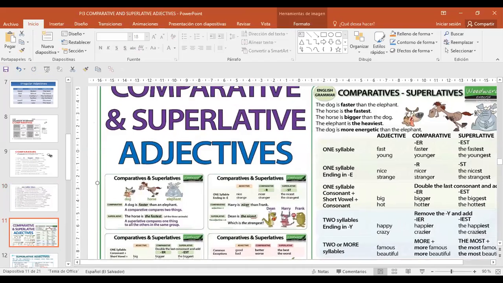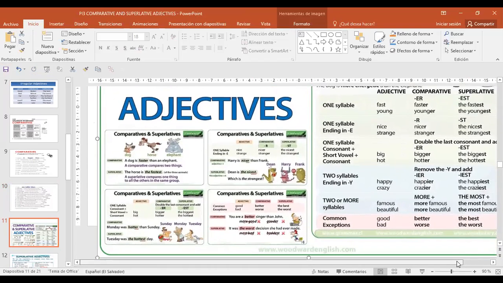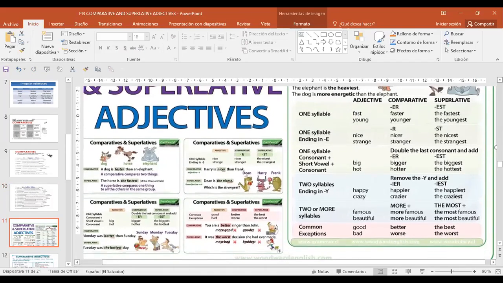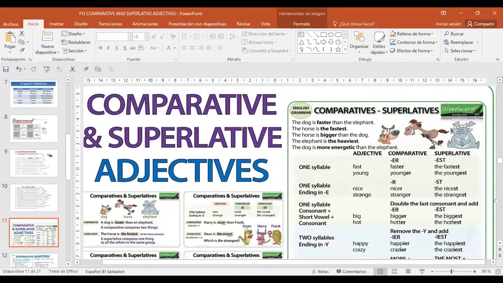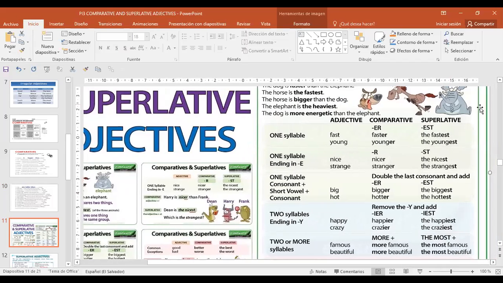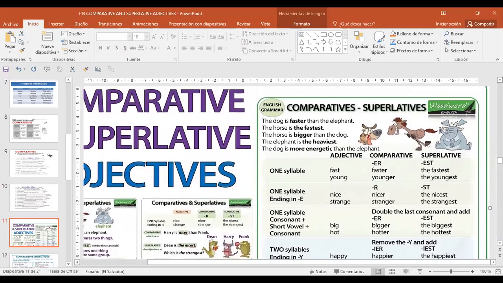Okay, so this is basically what we already discussed, right? These are basically the rules, but now we are going to focus on the superlative. The dog is faster than the elephant, for example, here. So let me show you. The dog is faster than the elephant. This is the comparative, right? But if I want to do a superlative, I say the horse is the fastest. It means that there is no comparison between the dog and the elephant because the horse is the fastest animal.